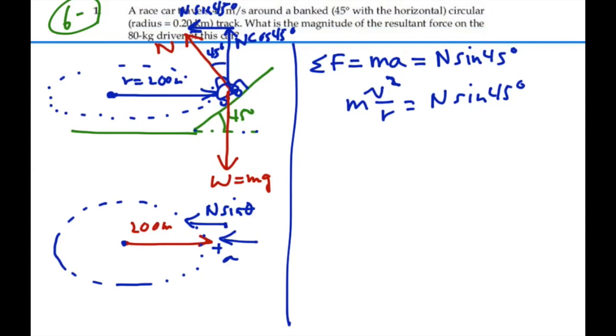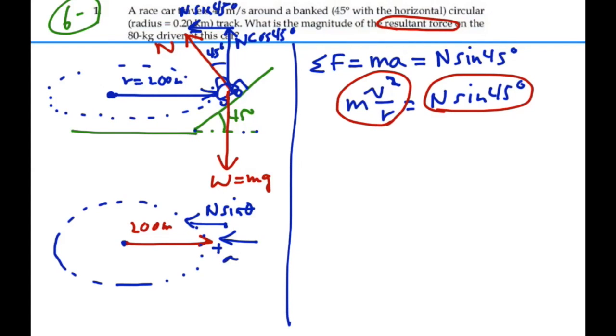It says, what is the magnitude of the resultant force? Well, the resultant force is the net force, and the net force is either this total force here or the ma. ma is your net force. So in this case, that's our resultant force, and we really didn't have to go and set this up the way we have. We just need the resultant force, the net force.